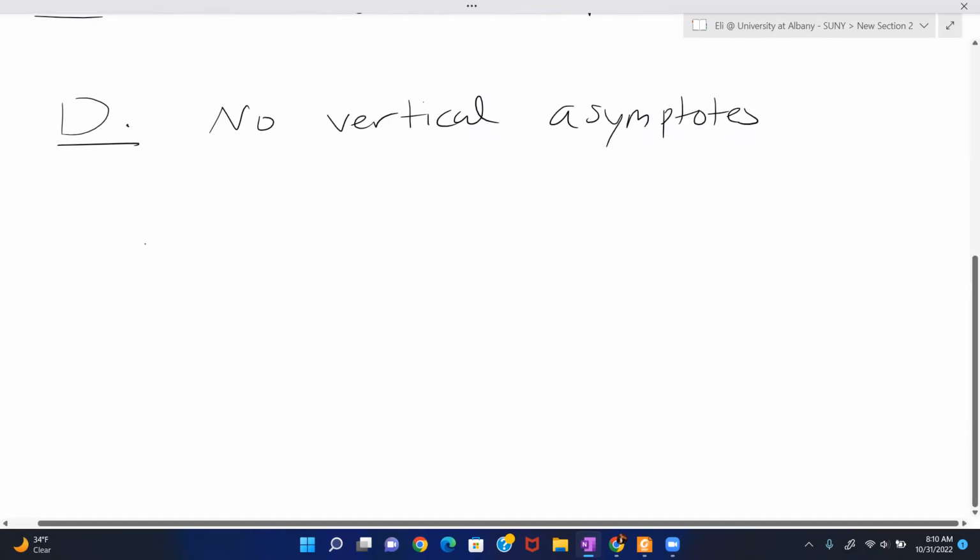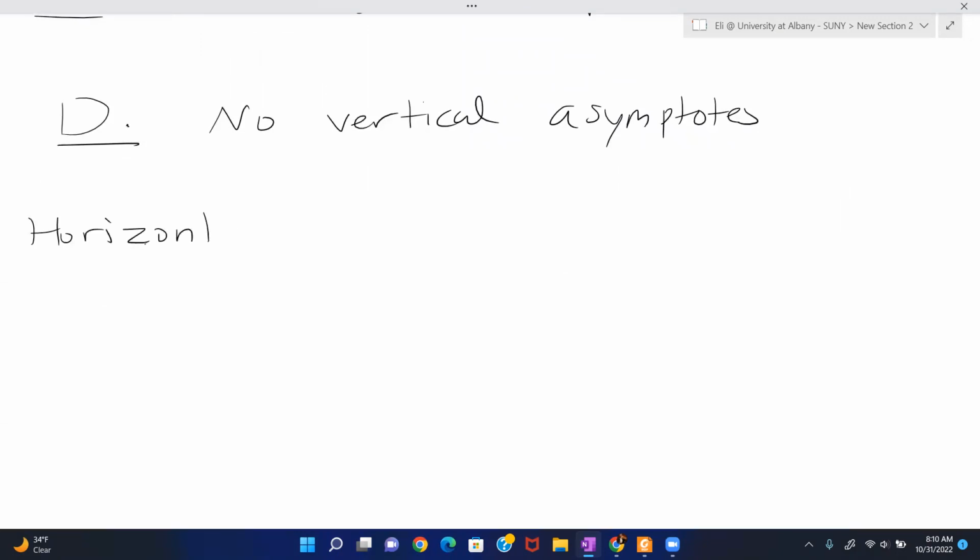But what about horizontal asymptotes? Remember, to find the horizontal asymptotes, you take the limit as x goes to infinity and then as x goes to negative infinity. If either one of those limits is some specific finite number, then you can say that that's the horizontal asymptote. Otherwise, if the limit is infinity, you can say that there is no horizontal asymptote.